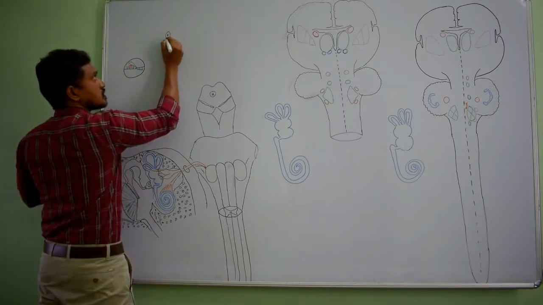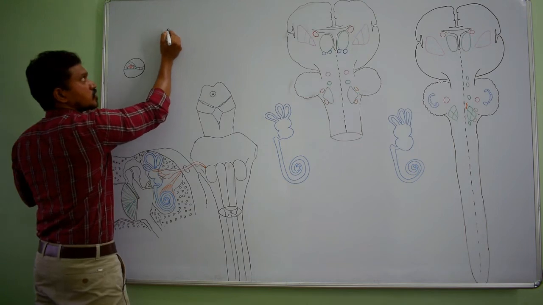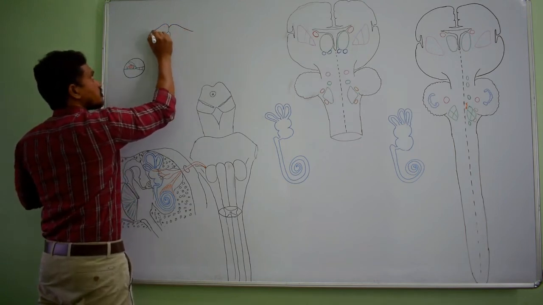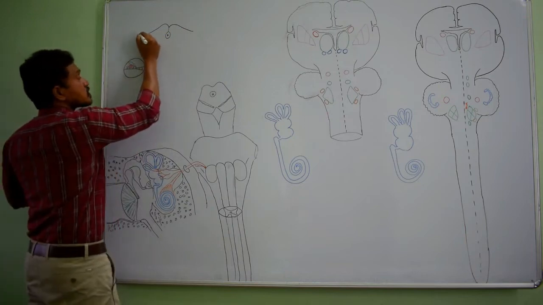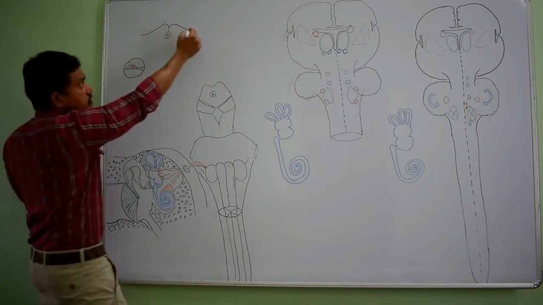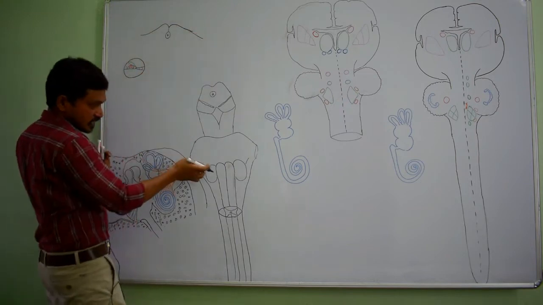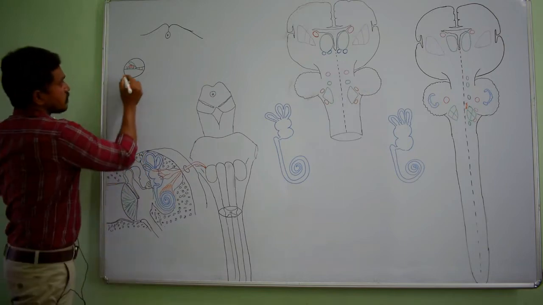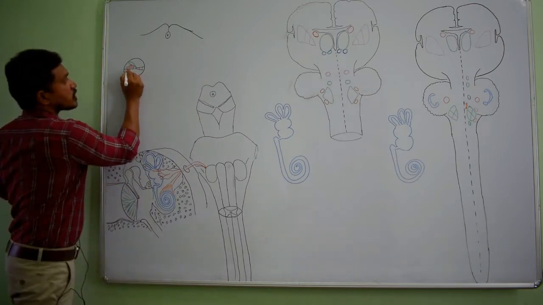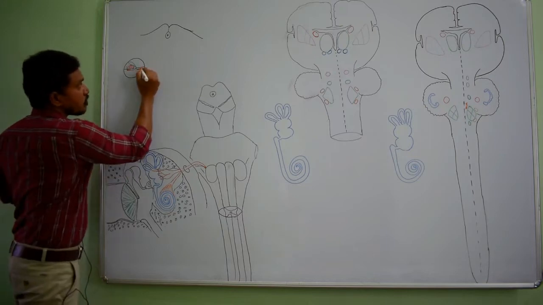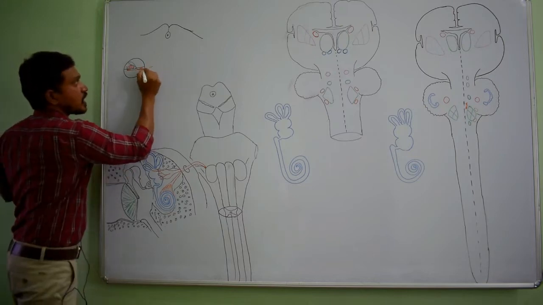Actually, this is the cell body, this is the nucleus. It is giving a central process and a peripheral process. This peripheral process will be innervating the hair cells. Then this central process will be entering the central nervous system. Is it clear? So, here the peripheral process will be present. These peripheral processes reach the cell body. From the cell body, central processes will be arising.